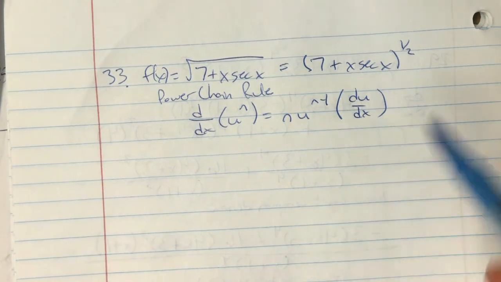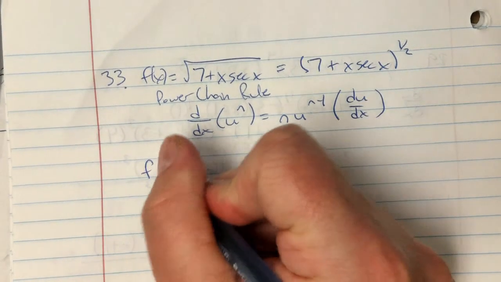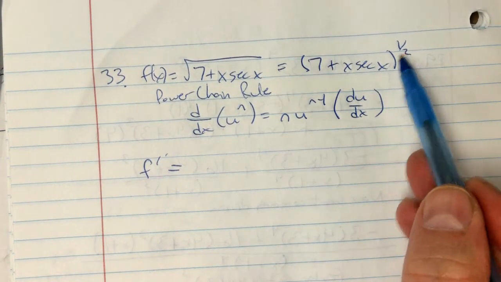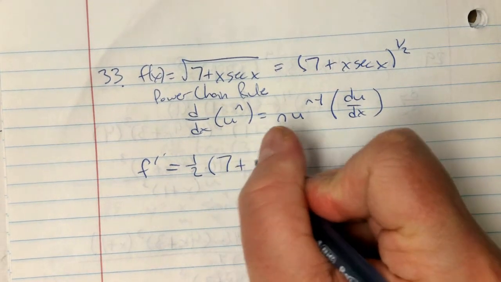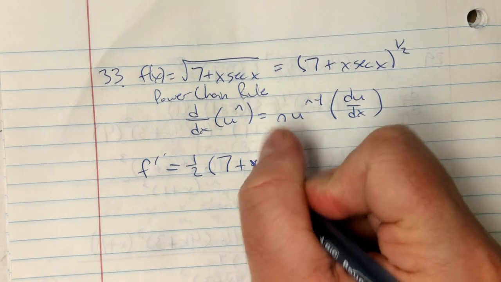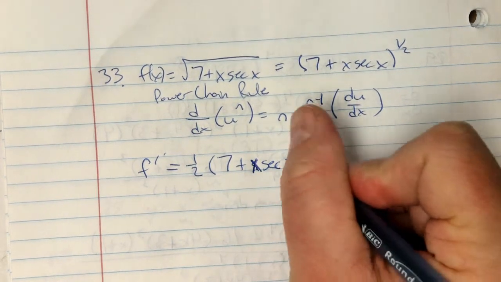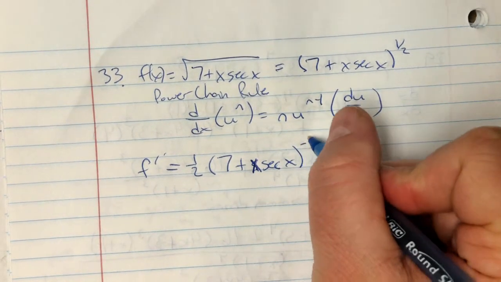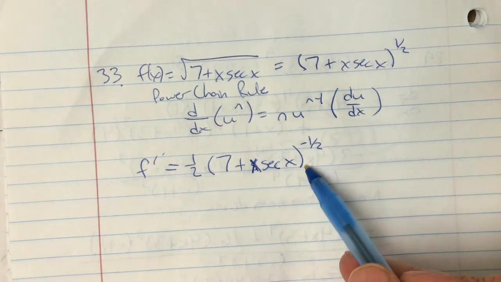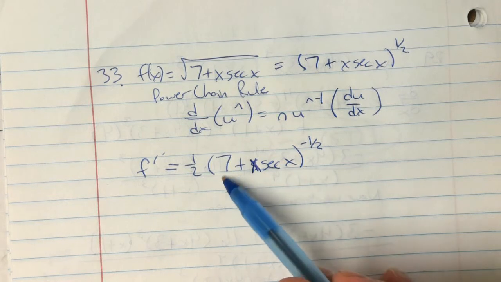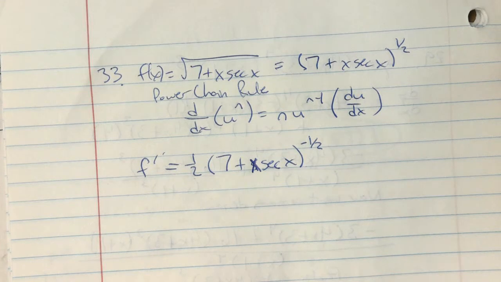Okay, so to do our derivative, we take half and then put that 7 plus x secant x, lower a power, so we get negative a half. So that's kind of like our start. Then the derivative of 7 is just 0, so that part doesn't matter.